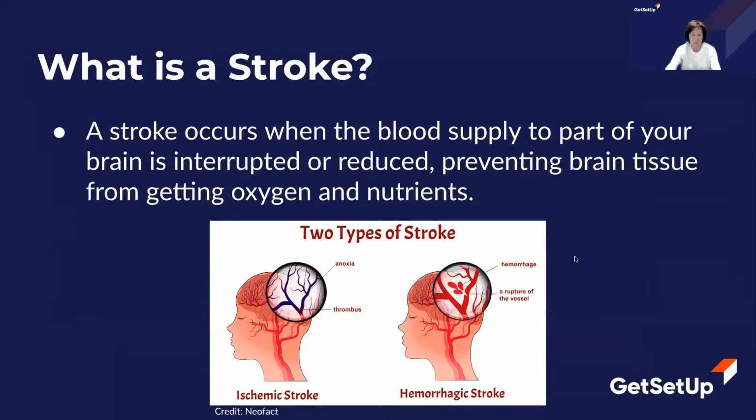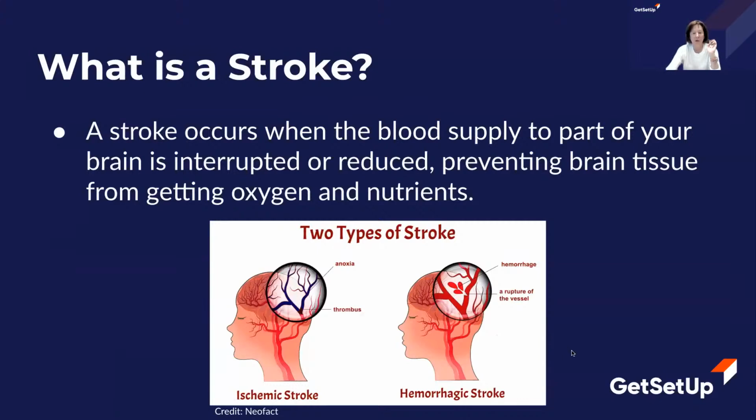Brain is interrupted or reduced. So anytime that the blood supply is interrupted, the oxygenation, which is what keeps us alive, is interrupted. And therefore our brain tissue does not get oxygen and the nutrients that it needs. There's two types of strokes. And the type we're going to talk about today is the most common, and it's called an ischemic stroke.